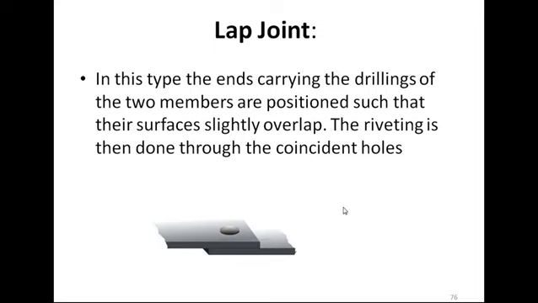This means we place two plates overlapping each other, and at the edges of the plates we create a hole, and then we place a rivet here. With this single point we are done; this is called the lap joint. So lap joint means we overlap two plates and then attach them by using this single rivet procedure.